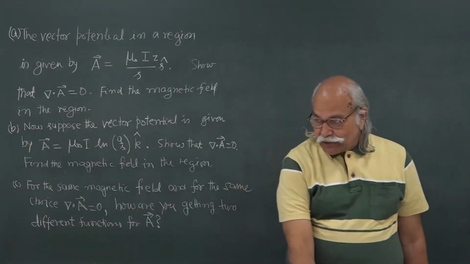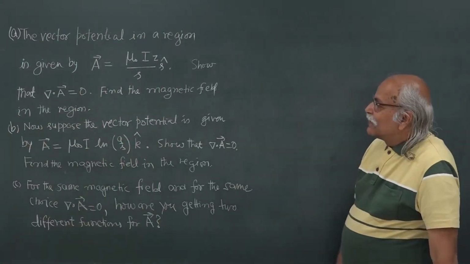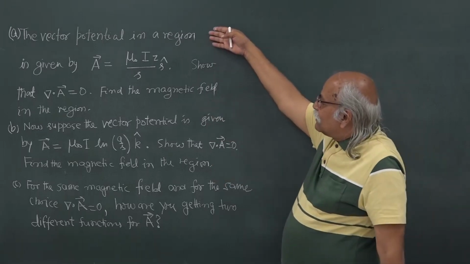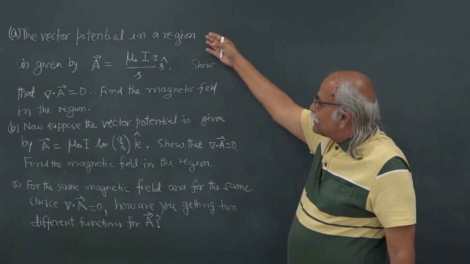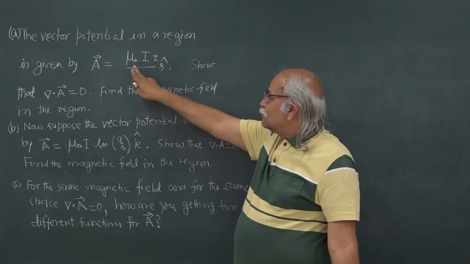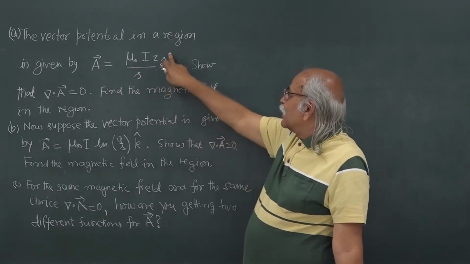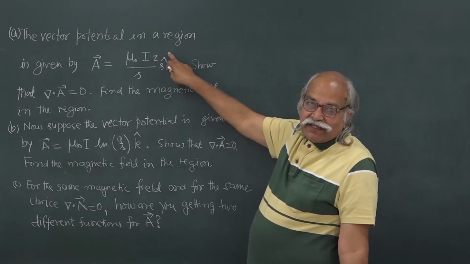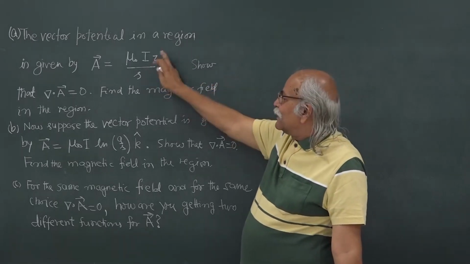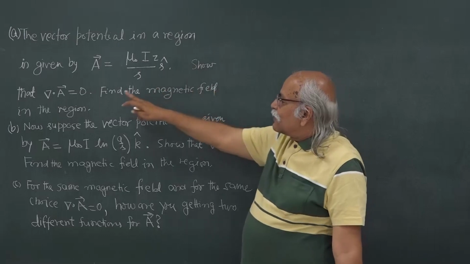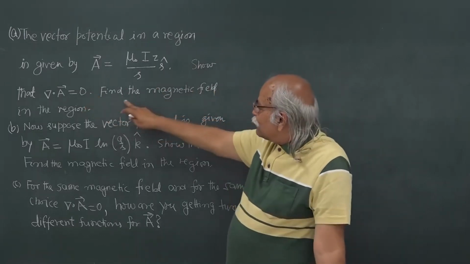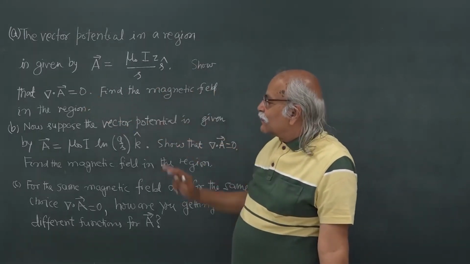And our next problem is on the board. The vector potential in a region is given by A equal to mu naught I z over S, S cap. It is in cylindrical coordinates, clear because we are using S cap. Show that divergence A is 0 and then find the magnetic field in the region. So, that is the first part.